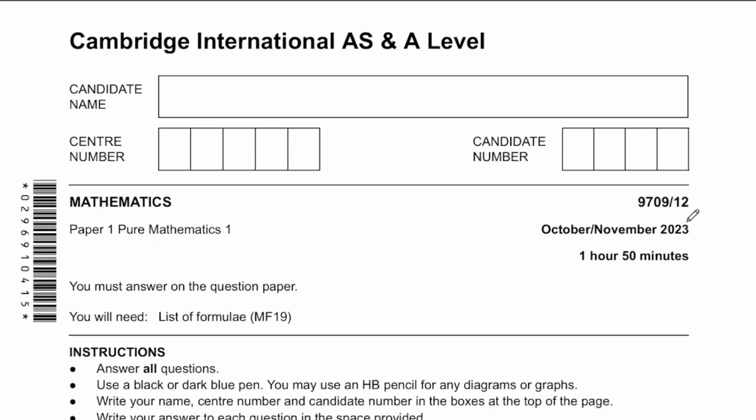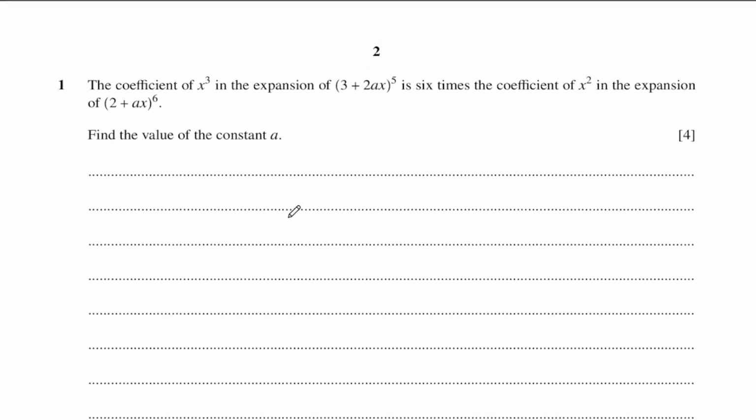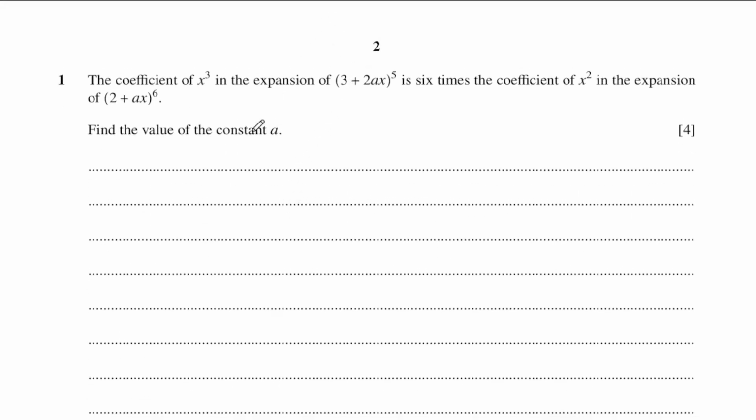For this, we're going to solve this paper, October-November 2023, Pure 1, Variant 2. Okay. We go into the first question. It's a question about the binomial theorem. And for that, we have our formula nCr, a power n minus r, b power r. a is always the first term, b is always the second term.